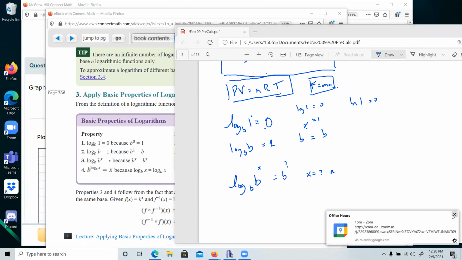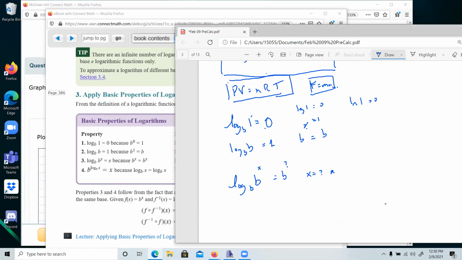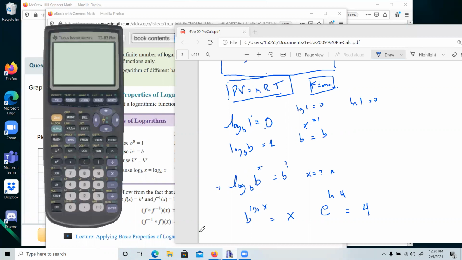Okay, great. And then this one is tricky. Remember how logarithms undo exponents? Well, exponents undo logarithms. So b raised to the log base b of x is equal to x. So if you take e raised to the natural log of 4, what do you think you're going to get? It's 4. You try that with any number you want. I'm going to pick 4. Pick a different number, you're going to get the same number you have here.